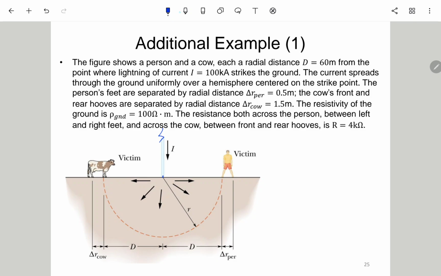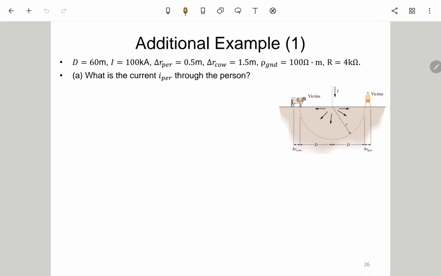The 4 kilo ohm applies either here or here, and we assume it to be 4 kilo ohm. For the ground, rho equals 100 ohm meter. Then the distance D is from the strike point to here, and this is delta R cow and this is delta R person. So part A: what is the current I person through the person?